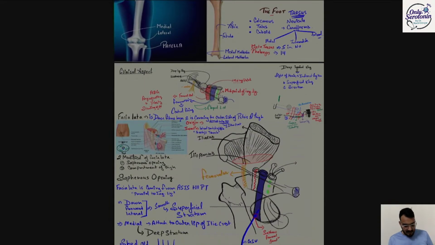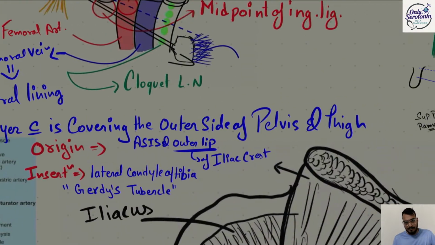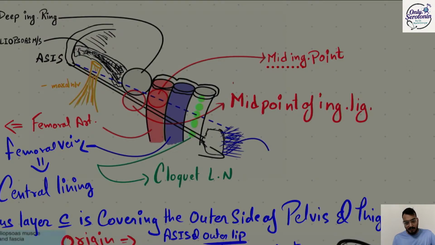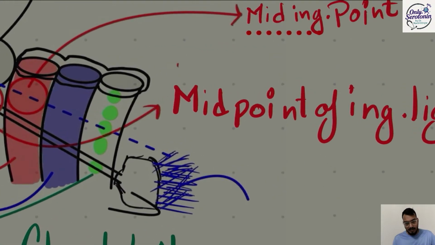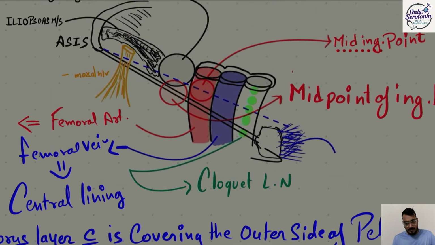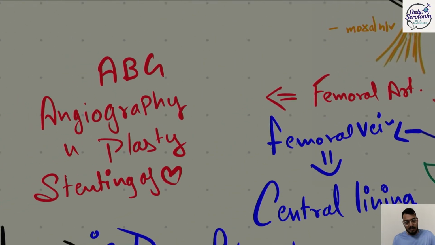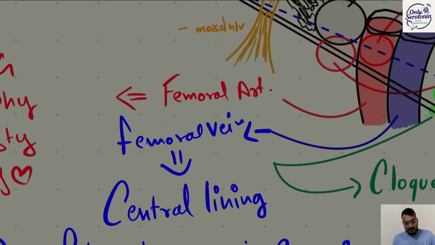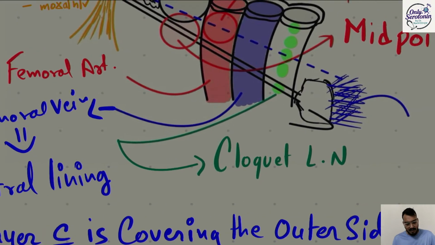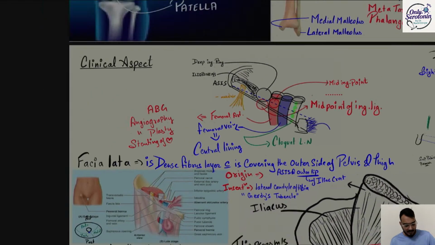Until now, what we have discussed? We have discussed about the inguinal ligament, the imaginary line, the midpoints of the inguinal ligament and the imaginary lines, right? Here, the midpoint of inguinal ligament was deep inguinal ring, midpoint of imaginary line was mid inguinal point, and from here, femoral artery was coming out, which was helpful for ABG, angiography, angioplasty, and stenting of the heart, right? Then we have studied about the medial side of the femoral artery, it is femoral vein, that is central lining. And then we are having some lymph nodes. The name of those lymph nodes was Cloquet lymph nodes, right?